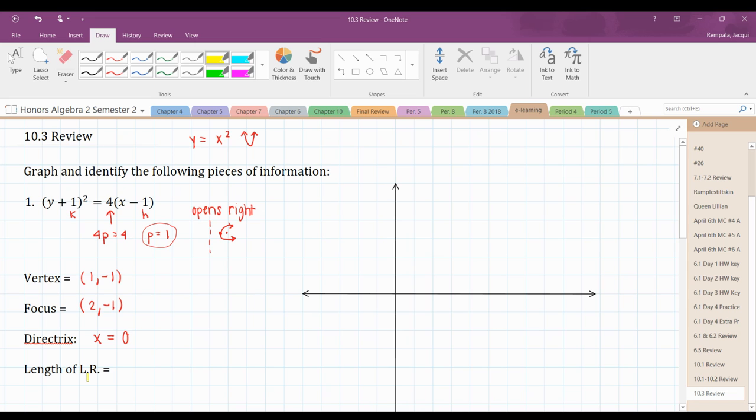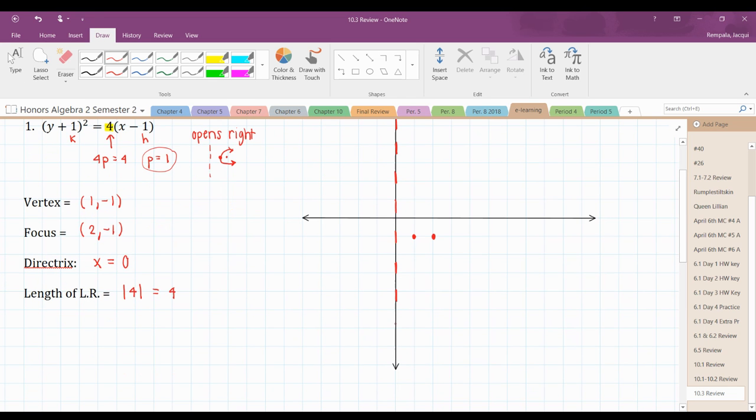To find the length of the latus rectum, it is going to be the number that is in front of the non-squared term, but it's always the absolute value of that. In this case, taking the absolute value of a positive number is a positive number, so it's 4. Now if I plot my points, we've got 1, -1, so here's my vertex. We've got 2, -1, so once again, notice it's lined up horizontally, and then my directrix is on the y-axis because it's x equals 0.